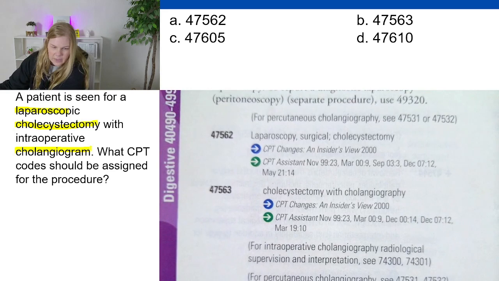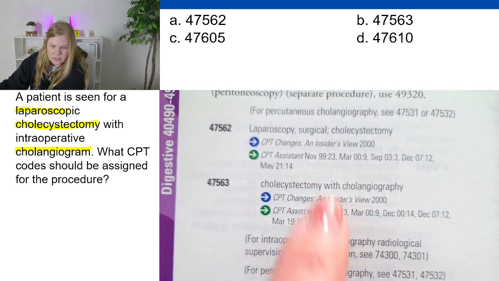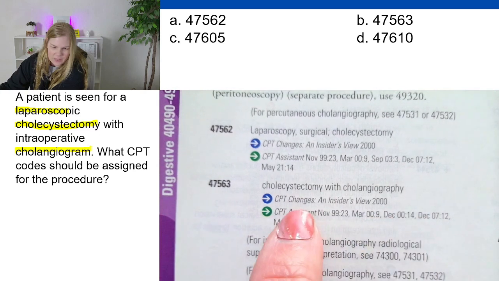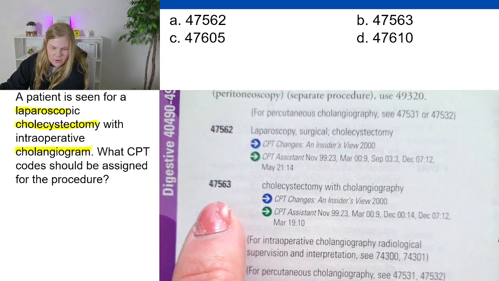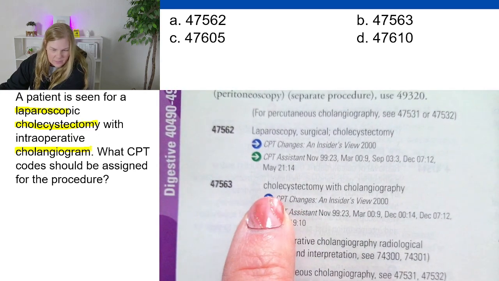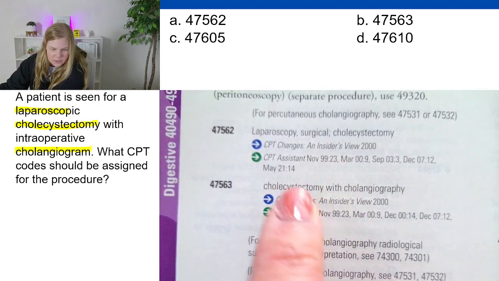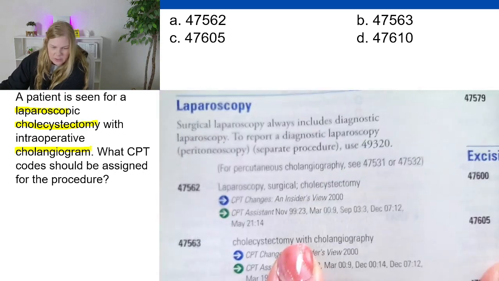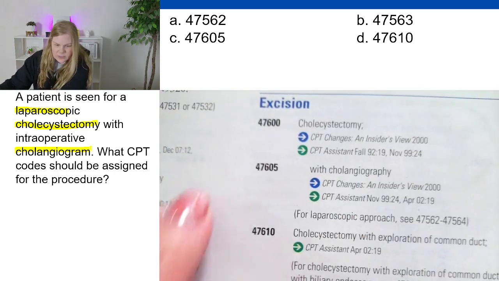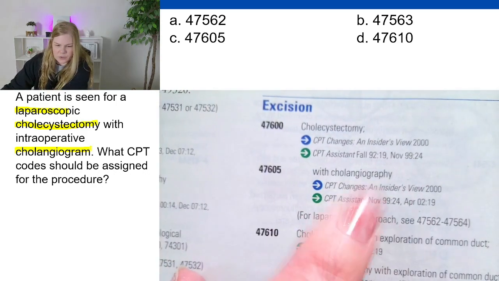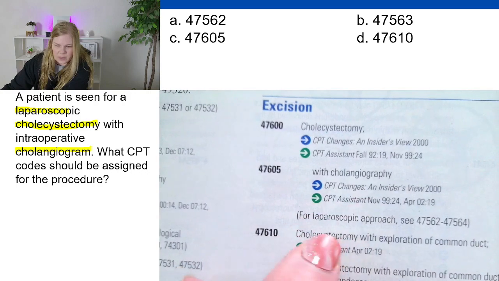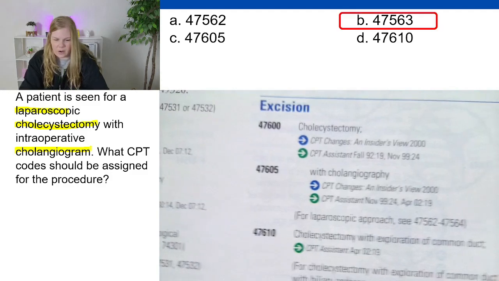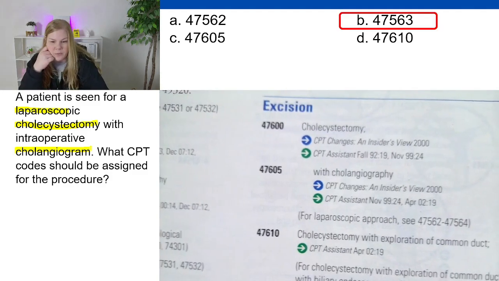Okay, laparoscopy, surgical cholecystectomy. And then this one does say with the cholangiography. So that one looks like the right one, 47563. What's the other one? That's the one that doesn't have this added into it. And let's see just real quick, since we're right here, 47605. See, 47605 isn't in the laparoscopic section, so this would be an open code. It says for the laparoscopic approach to use this other code range. So in this case, our answer is going to be our option B, 47563.